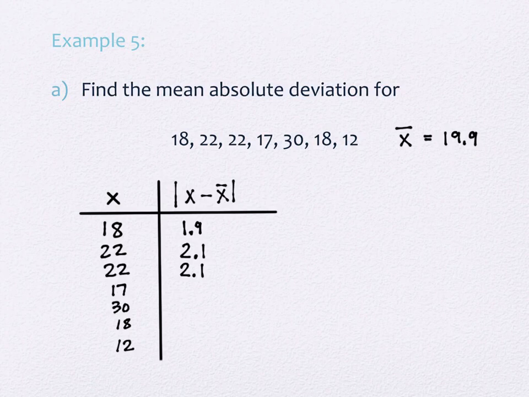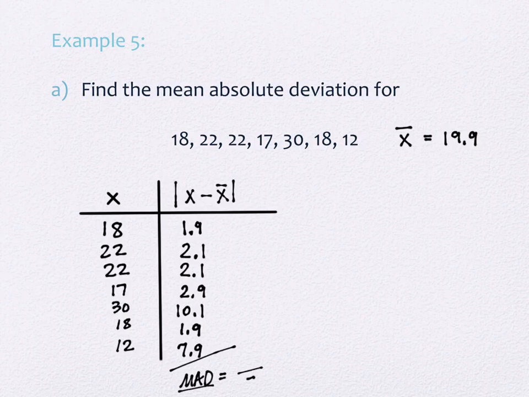How about 17? How far away are you if you're at 17? 2.9. How about 30? 10.1. Okay, is everybody tracking on what you're thinking about? You can legit follow the formula if you want. If you want to actually put them in every time, you can. But you can also conceptualize the difference on this one because the numbers are kind of small. 18 we already did, so that's another 1.9. How about 12? 7.9. And all the mean absolute deviation does is add these together and divide by 7 because there's 7 values.